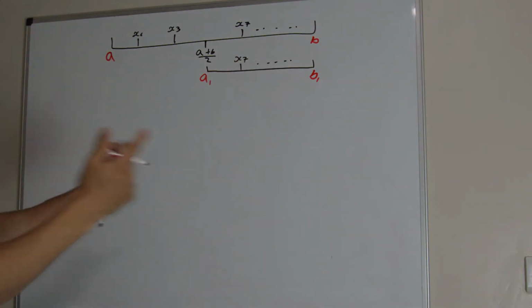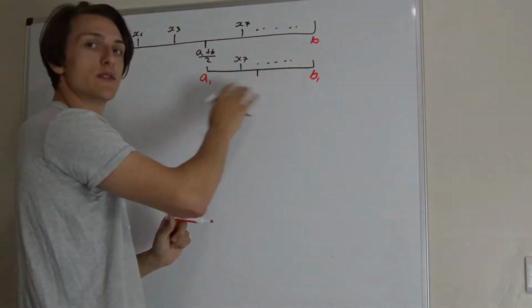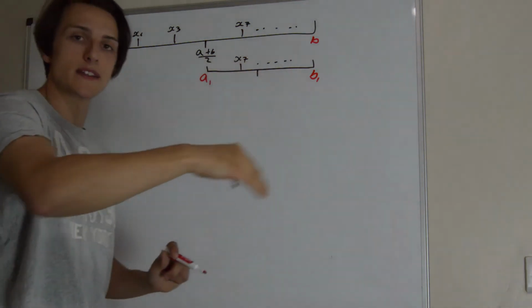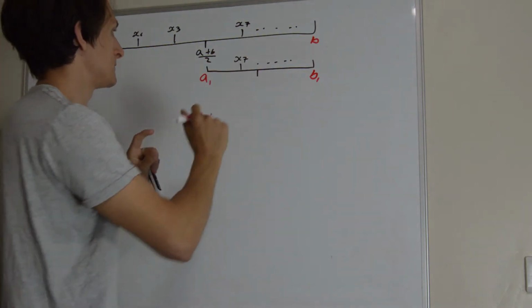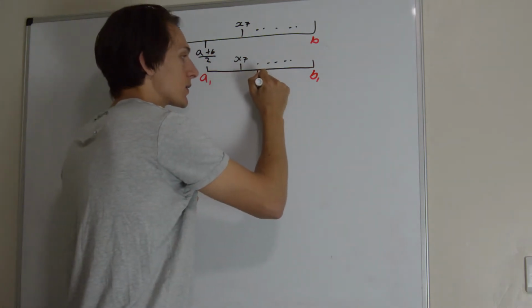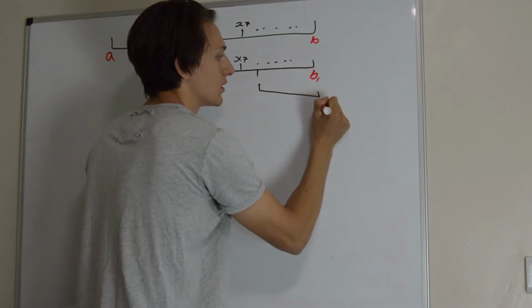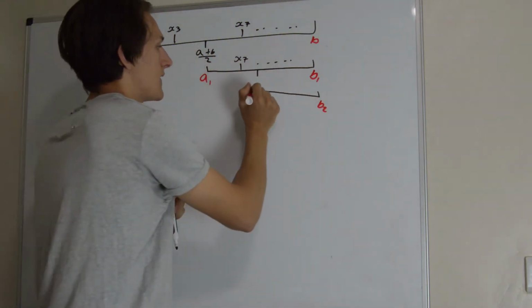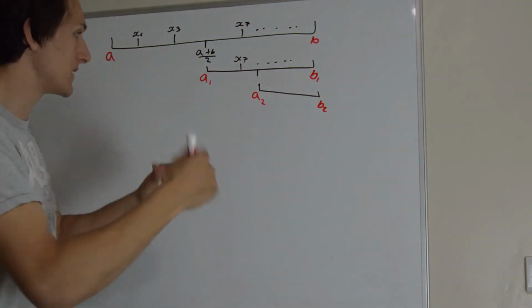Again, let's repeat the same process. Let's go halfway in between this interval, and then pick the side that has infinitely many terms within it. Again, this is the right hand side. Here I'll redraw the new interval that we're considering. Instead of writing B1, I'm going to call it B2, and I'm going to call this A2. And again, repeat the same process.